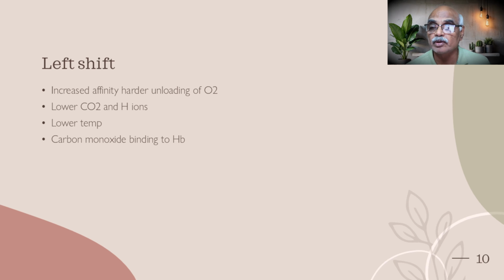Carbon monoxide poisoning binds to the hemoglobin molecule and prevents oxygen release, thereby shifting the curve to the left. So carbon monoxide is one of the toxic causes of the oxygen dissociation curve shifting to the left.